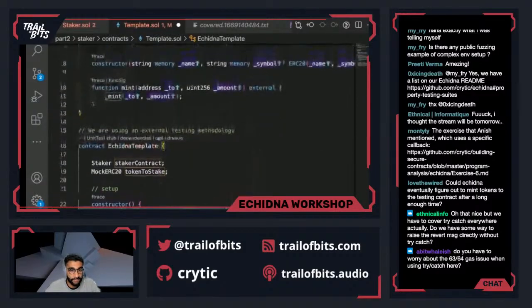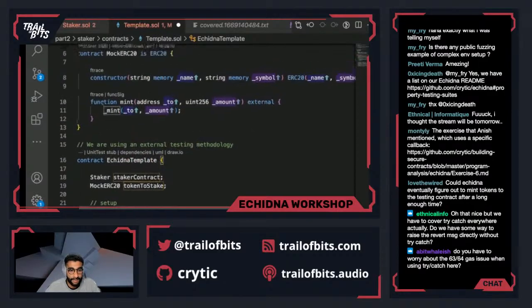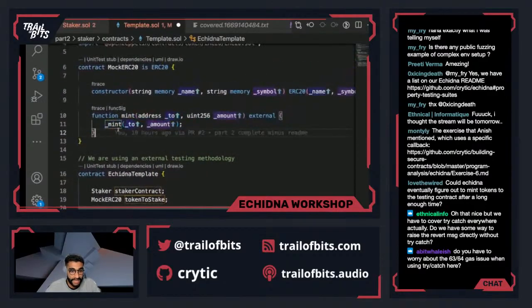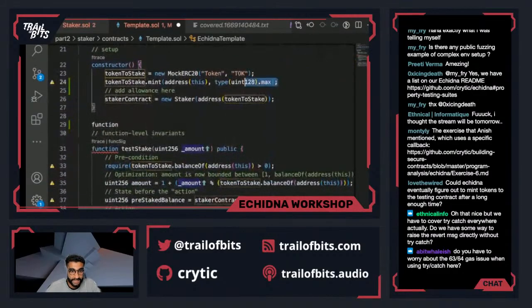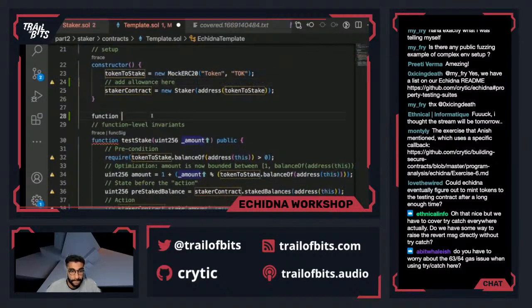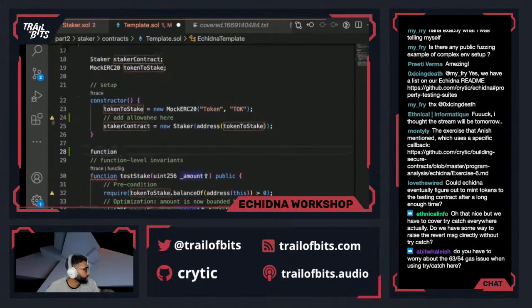Because the underscore mint function is not public, it can't. But you have to first supplement the mock ERC20 with the public mint function. And instead of explicitly minting it, what I can do is, let me add the transferFrom back so we can actually run this.